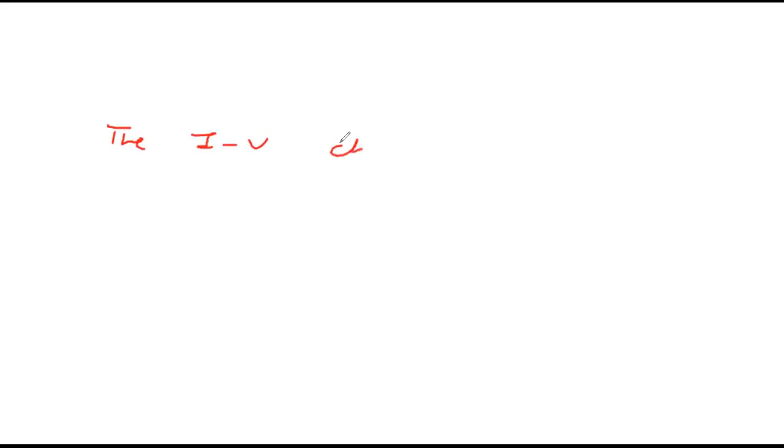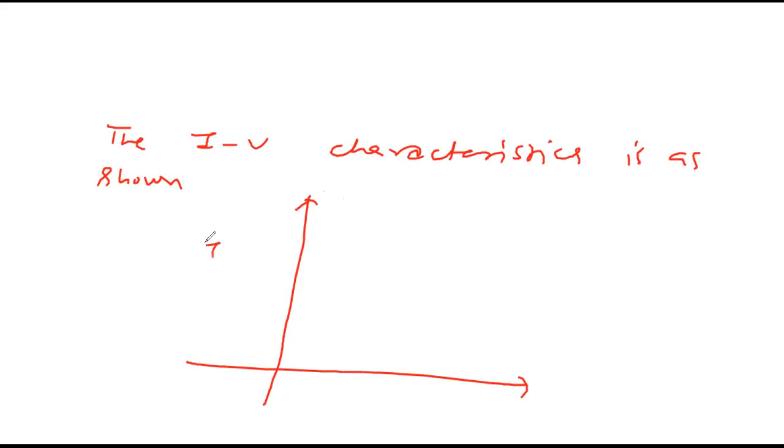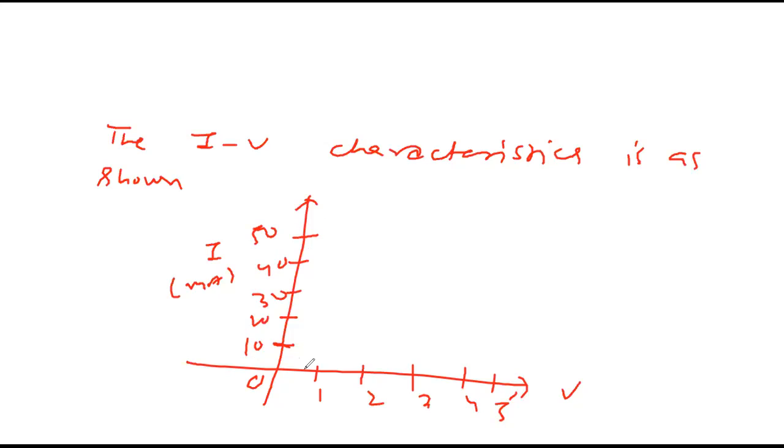The IV characteristics is as shown. Graph of current I versus forward voltage V is as shown. 1 volt, 2 volt, 3 volt, 4 volt, 5 volt. This is in milliampere: 10, 20, 30, 40, 50. Till barrier potential, no current flows. So slightly you draw it inclined and then it rises. So this is IV characteristics. Up to certain voltage, no emission. Then current increases rapidly. Draw IV characteristics.